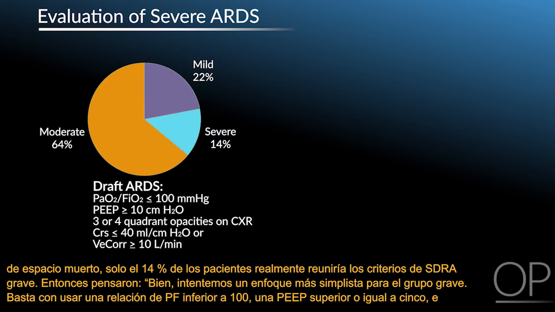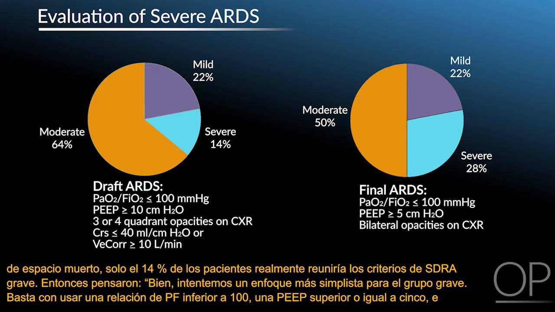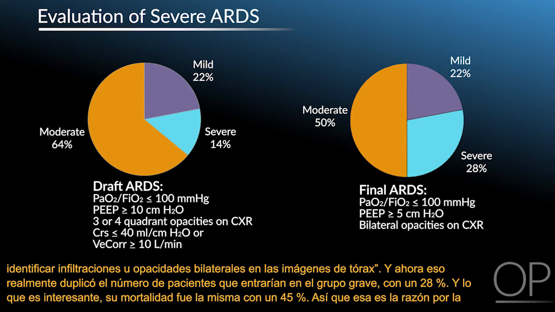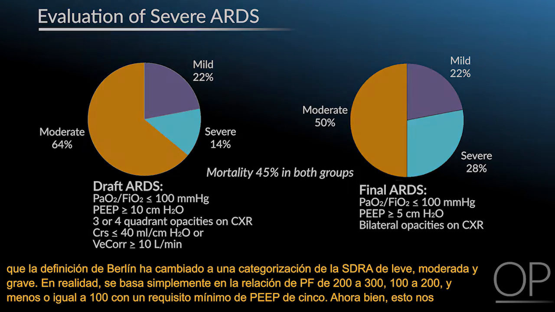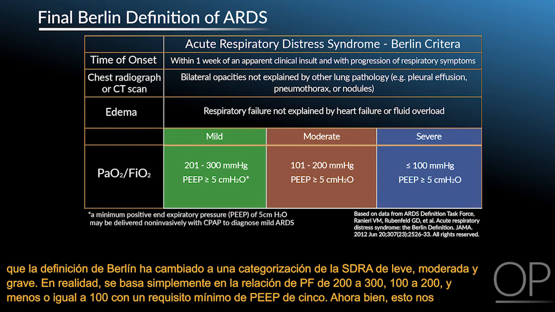So then they thought, okay, let's try a more simplistic approach to the severe group. Just use a PF ratio less than 100, a PEEP of greater than or equal to 5, and bilateral infiltrates or opacities on chest imaging. And now that really doubled the number of patients that would fall into the severe group at 28%. And interestingly, their mortality was the same at 45%. So that's really why the Berlin definition has switched to mild, moderate, and severe categorization of ARDS.